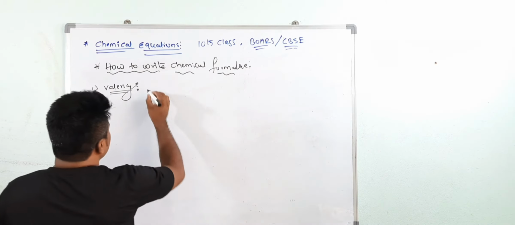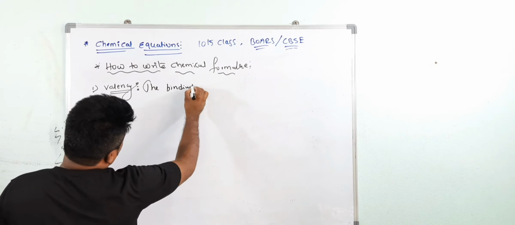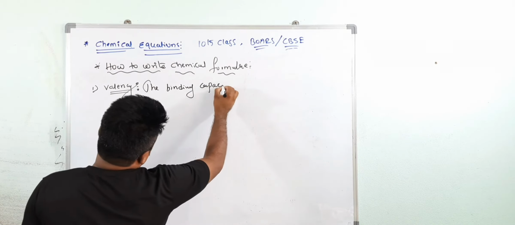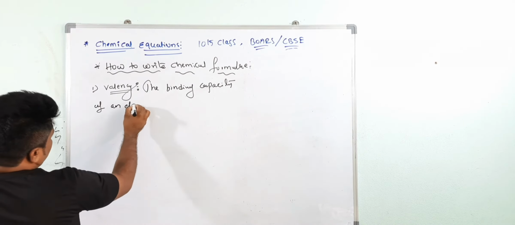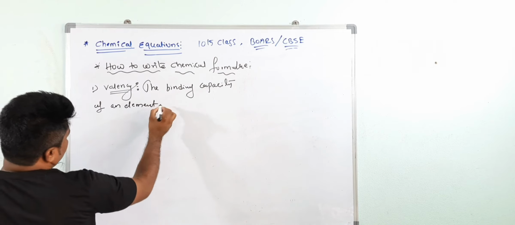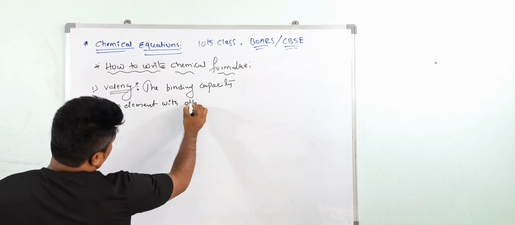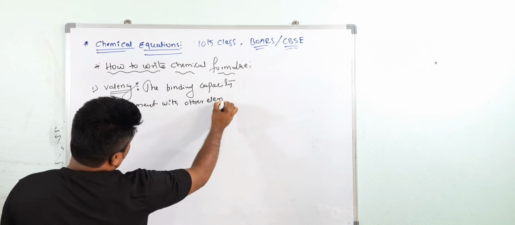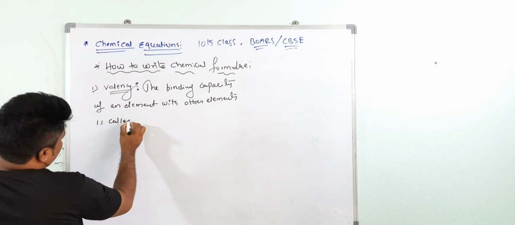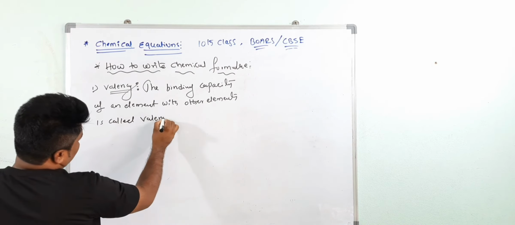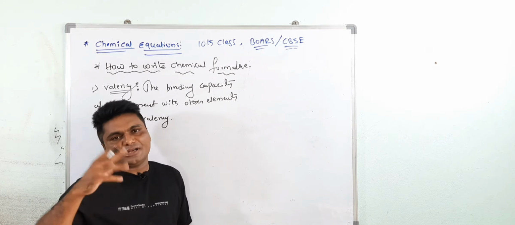So what is the valency? The binding capacity of an element with other elements is called valency. Actually, the binding capacity of an element for different elements is different.